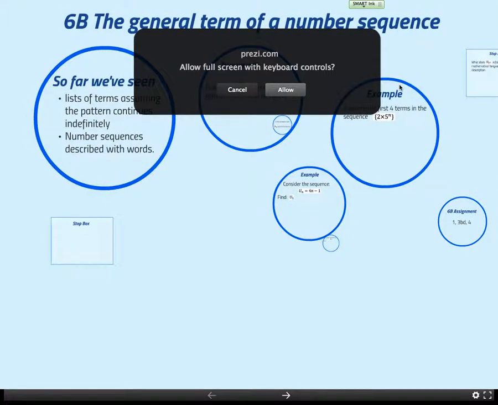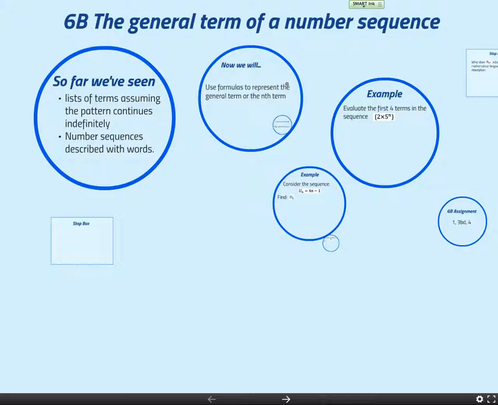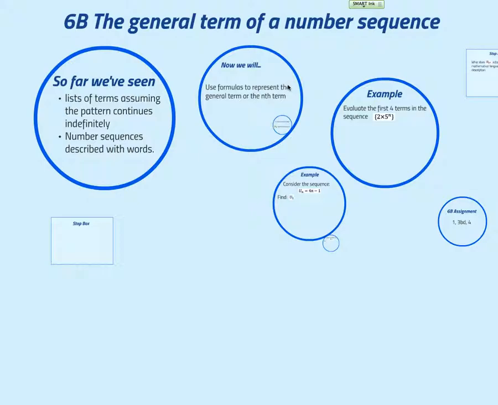Okay, so today's lesson is actually pretty short. In hindsight, I probably should have done A and B together, but that'll be okay. We're just easing you into sequences and series. So 6B is called the general term of a number sequence. Yesterday was just looking at different number sequences, but today we're going to talk about the general term.